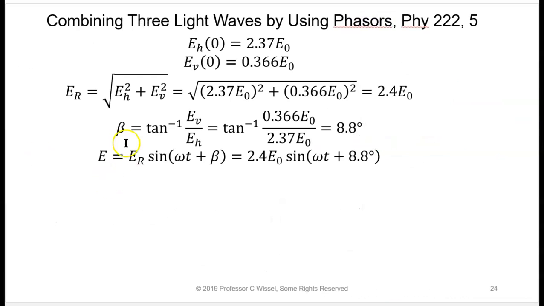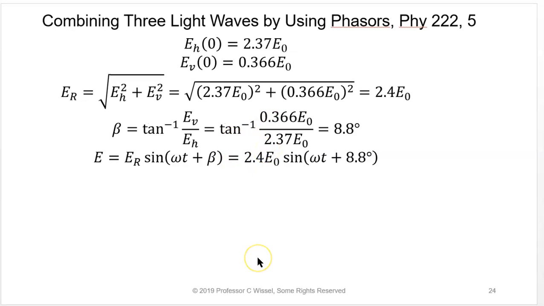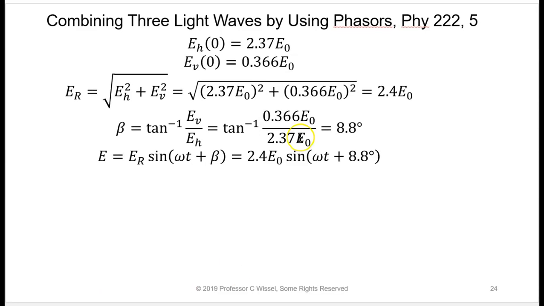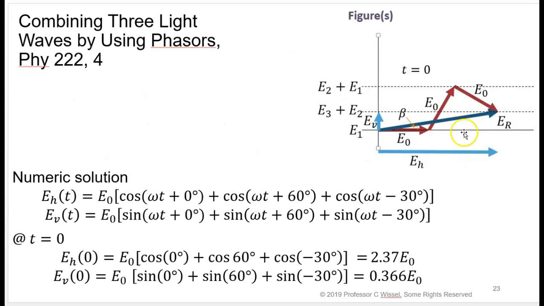Now for the angle, we take the inverse tangent of E vertical divided by E horizontal. So the inverse tangent of 0.366 E naught divided by 2.37 E naught. The E naughts cancel out. If they don't cancel out, you've done something wrong here. The angle equals 8.8 degrees. That is this angle right here.